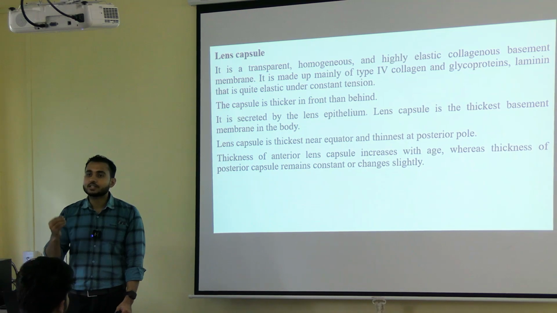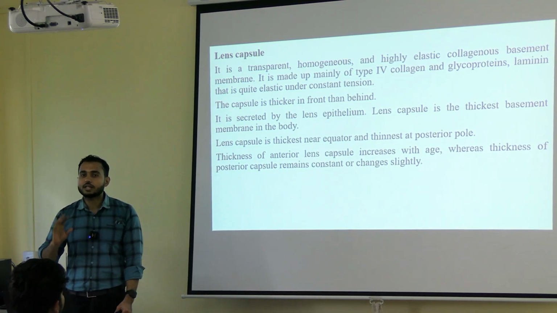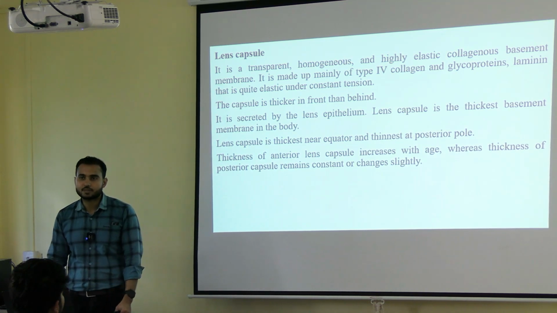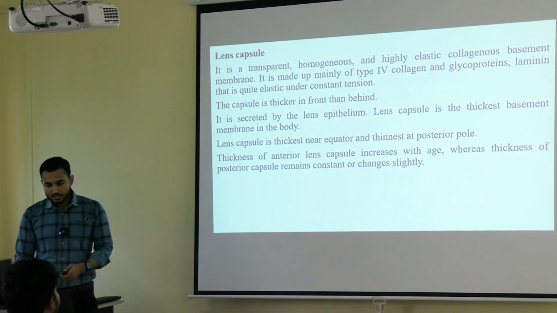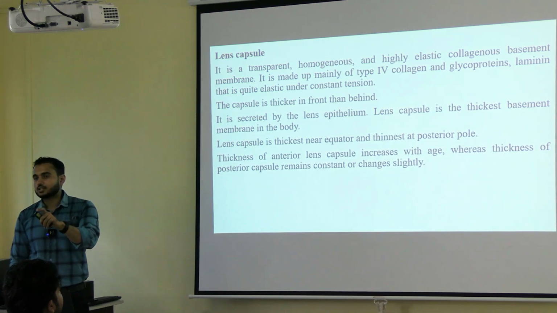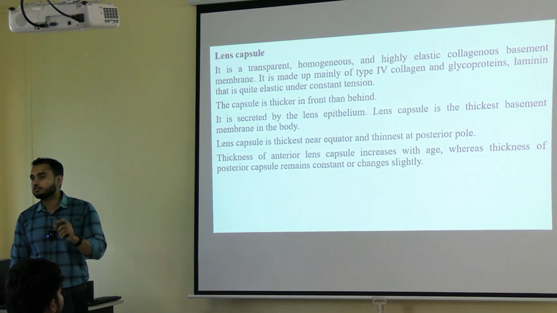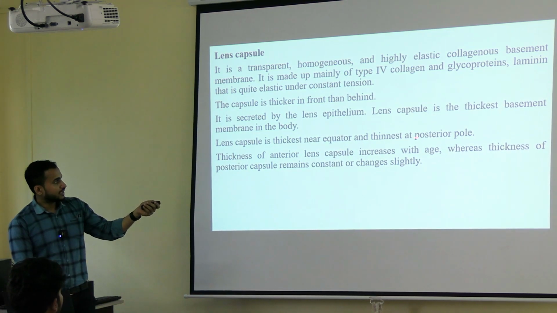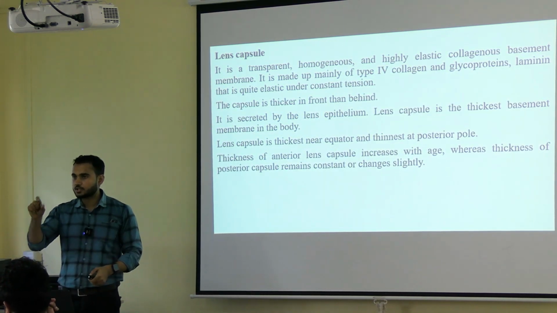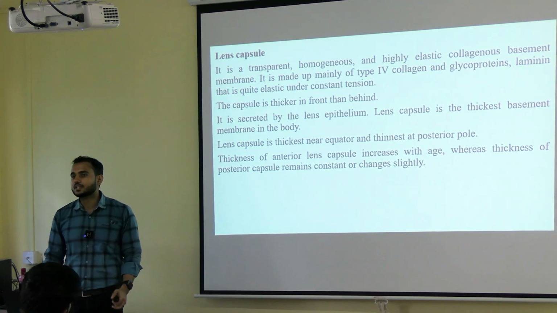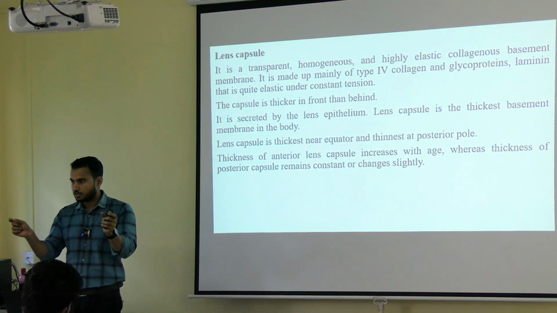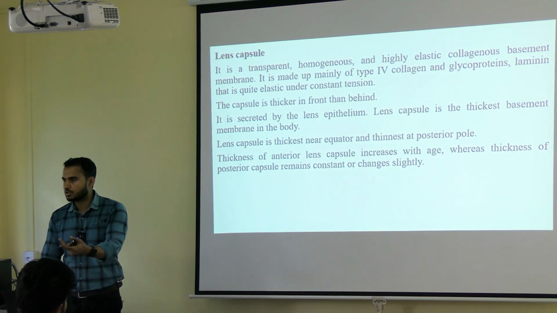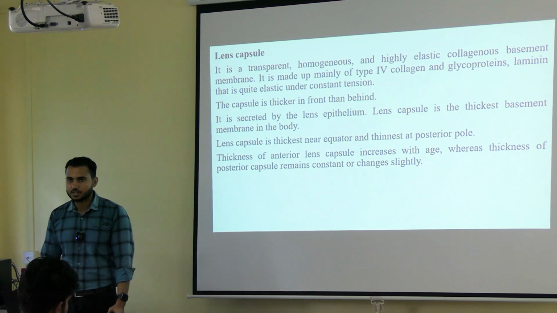So the lens capsule is nothing but the basement membrane of the lens epithelium. Next, the thickness of the lens capsule is not uniform. The lens capsule is thickest near the equator and thinnest at the posterior pole. So the thickness is not uniform. Which part is thickest? At the equator, on both sides. And which part is the thinnest? The posterior aspect, because lens epithelium is not there, that's why it is very thin posteriorly.